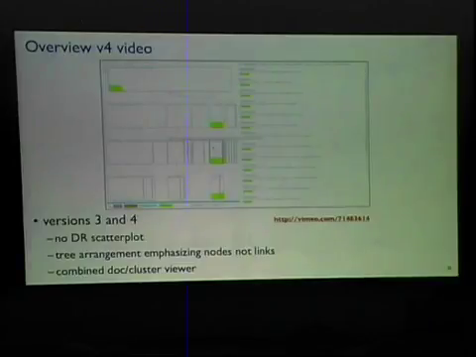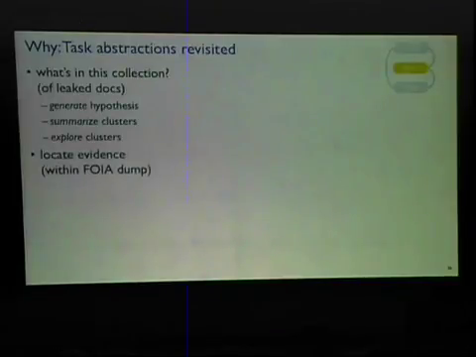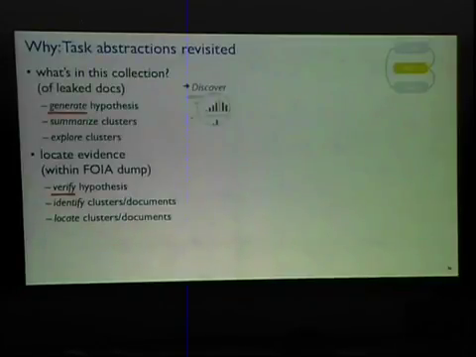So the interesting question is, why were people really using this? We couldn't figure out until we built it and deployed it and figured a lot of stuff out along the way about this idea of what's the task. We started out with this idea that the task was what's in this collection, in part because the use case was leaked documents. And that's things like generating hypotheses, summarizing clusters, exploring them. And then we found people used it for these interestingly different things. When you're locating evidence within something like a Freedom of Information Act dump, then it's often things like verify a hypothesis rather than start from scratch, identify the things of interest to that, locate them within the larger data set.